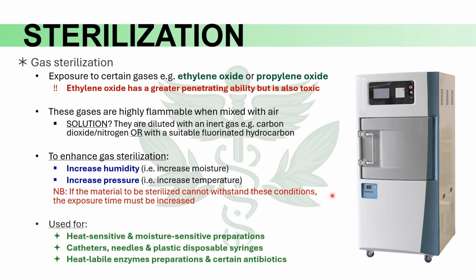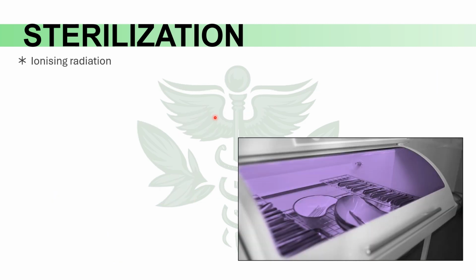We can use this method for heat-sensitive and moisture-sensitive preparations, and notice again that this is an advantage it has over dry heat and steam sterilization. It can be used to sterilize catheters, needles, and plastic disposable syringes, and heat-labile enzyme preparations and certain antibiotics.